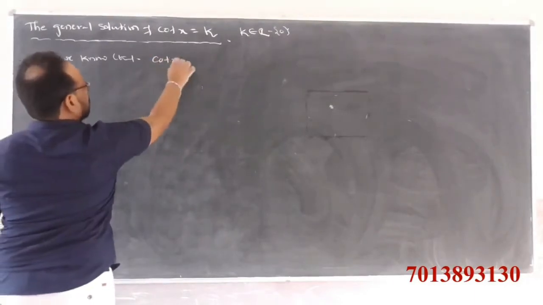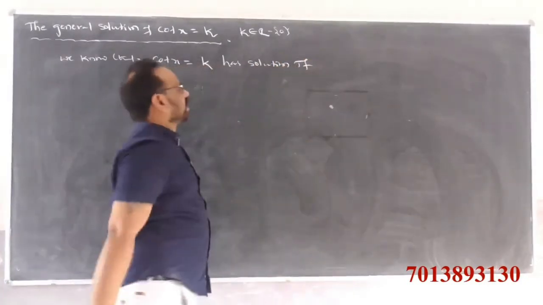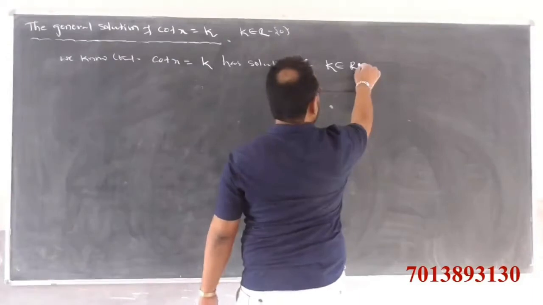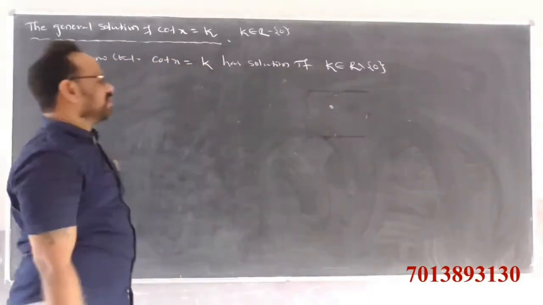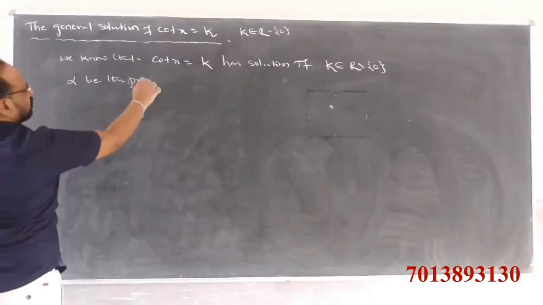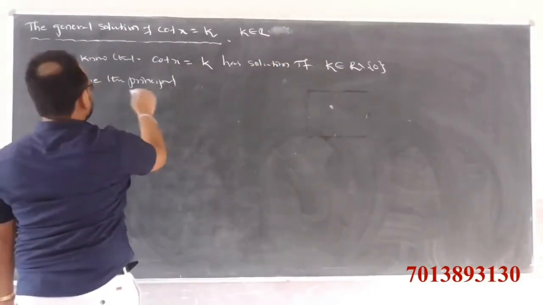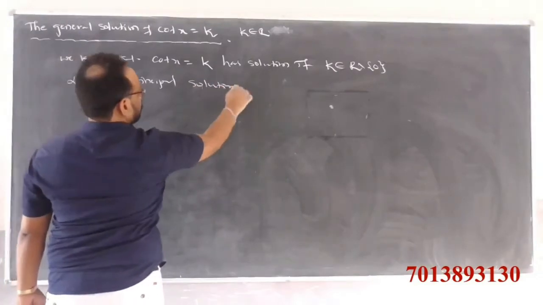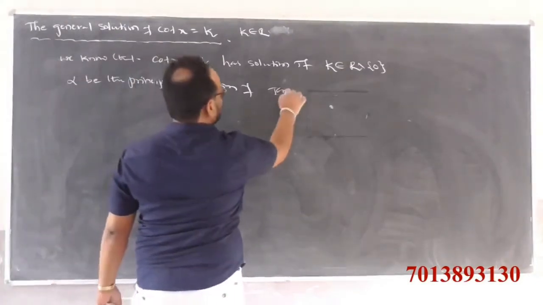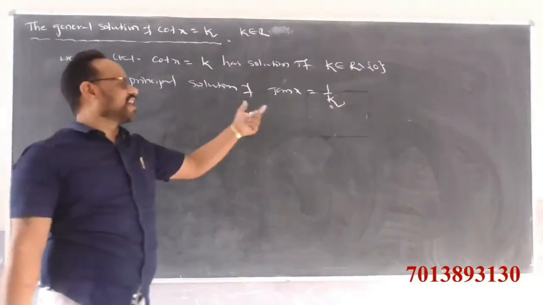We know that cot x equals k has a solution if k belongs to real numbers except 0. There exists a unique value of alpha, and let alpha be the principal solution of tan x equals 1 by k.